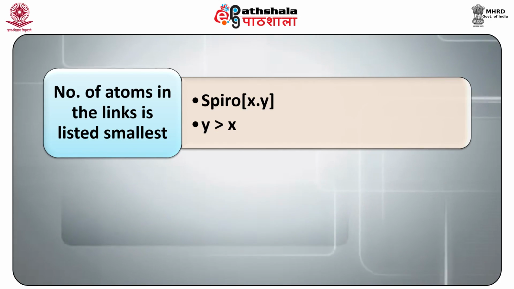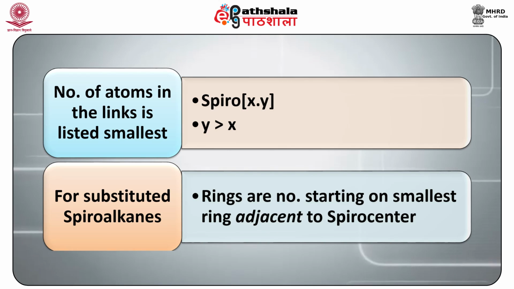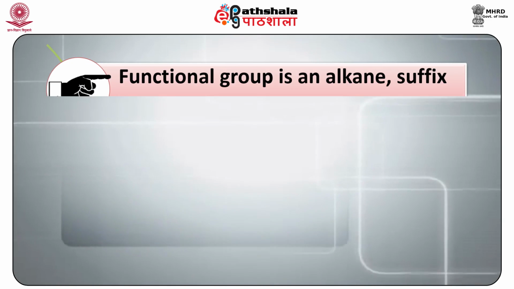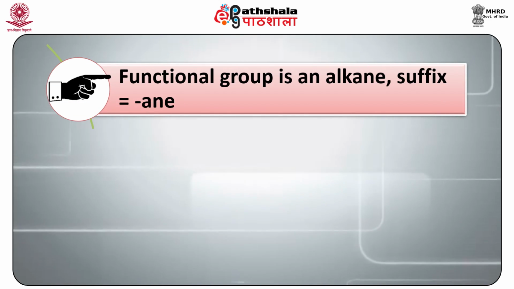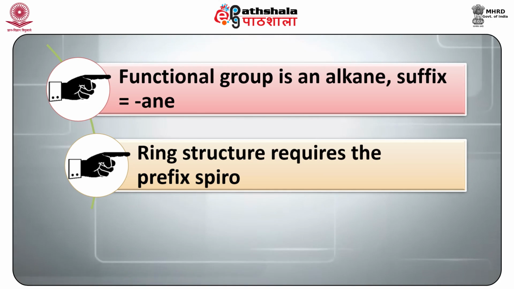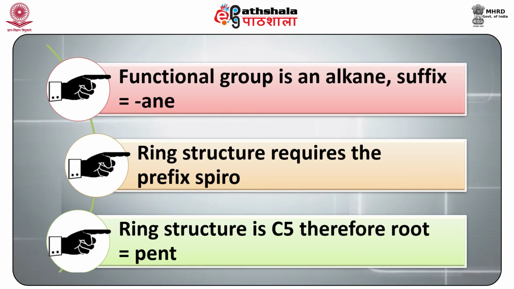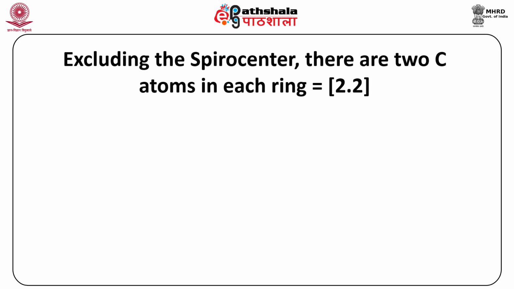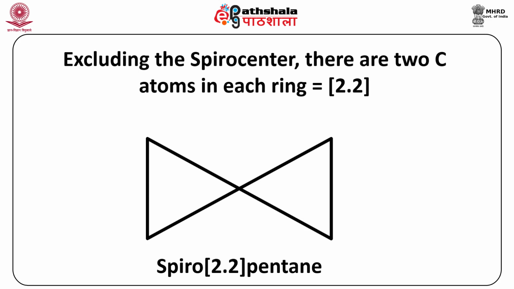As you can see in the following spirane, the number of atoms in the links is listed smallest first and the largest later. Let us see how we can name the following spirane. In this spirane, the functional group is an alkane. Therefore, the suffix ane is used for the nomenclature. The ring structure requires the prefix spiro, indicating the bicyclic system. The ring has a total of 5 carbon atoms, and therefore the root name pent is given. Excluding the spiro center, there are 2 carbon atoms in each ring, and hence the numbers 2.2, and this spirane is named spiro[2.2]pentane.